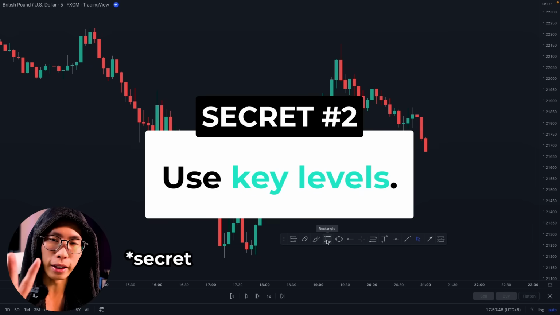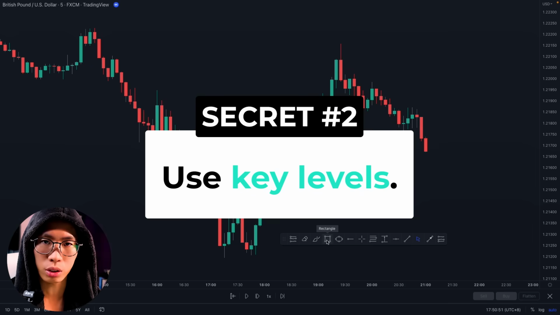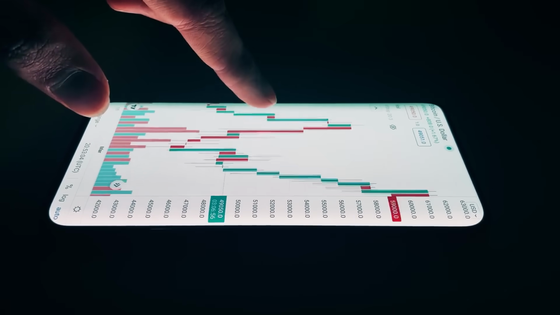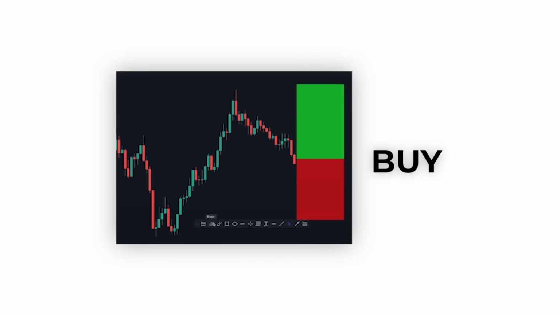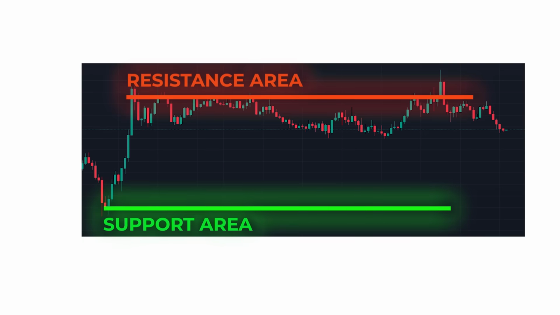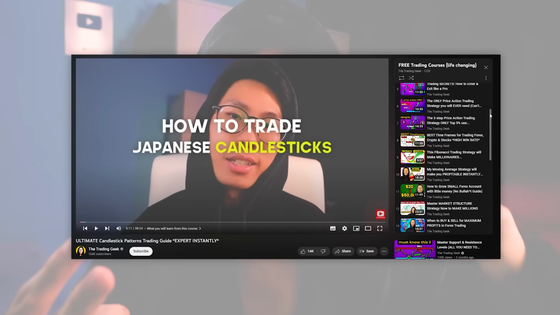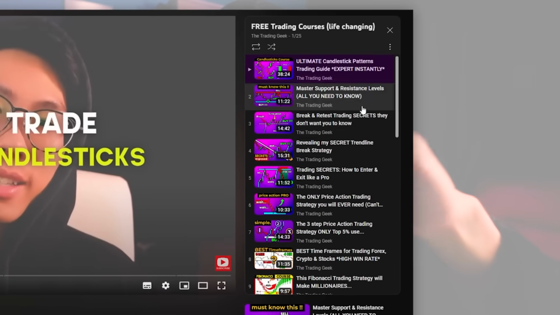The second secret is to use key levels. A lot of new traders will get into a trade randomly anywhere just because they see price going up, or they think that price is going to go up, so they will get in for a buy. You guys cannot trade like that if you want to become a consistently profitable trader. What you should do instead is to trade when price is at a key level. Examples of key levels are things like your trend lines, support and resistance levels, supply and demand zones. I have done a complete guide, a full-length tutorial on each of these key levels, which you can check out on my YouTube channel.